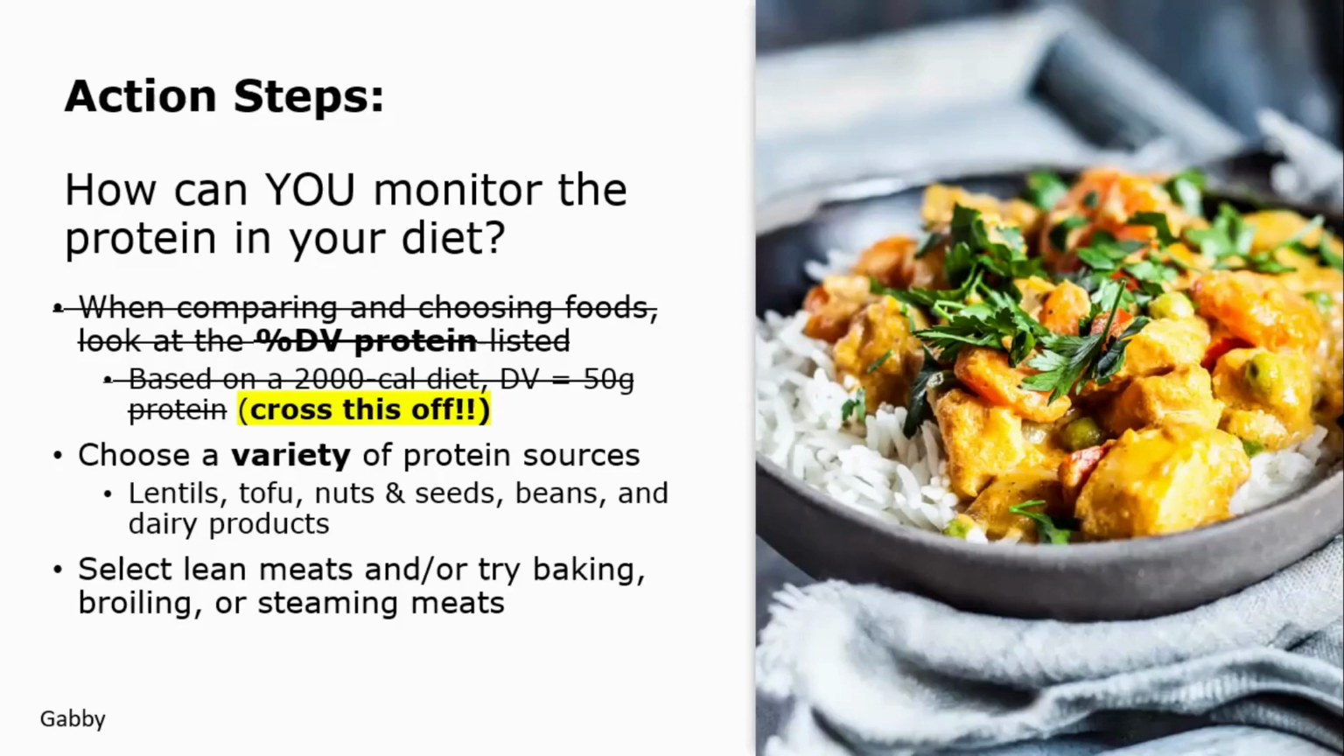So moving on into the action steps that you do want to focus on. First, we want to choose a variety of protein sources. Lentils, tofu, nuts and seeds, beans, and dairy products are all good places to start. And even being able to combine these sources as well will be helpful. Next, if you are choosing animal-based meats, select lean meats and/or try baking, broiling, or steaming these meats.